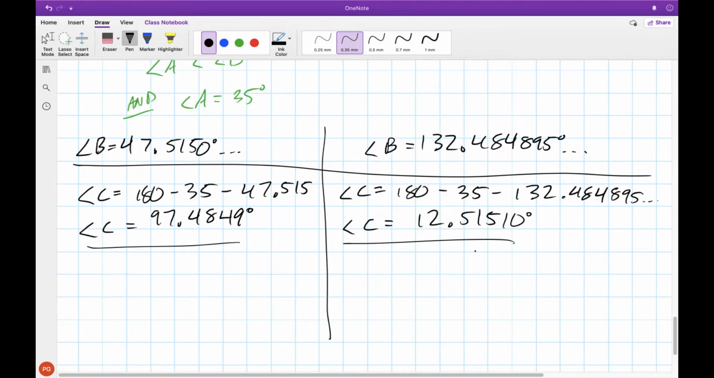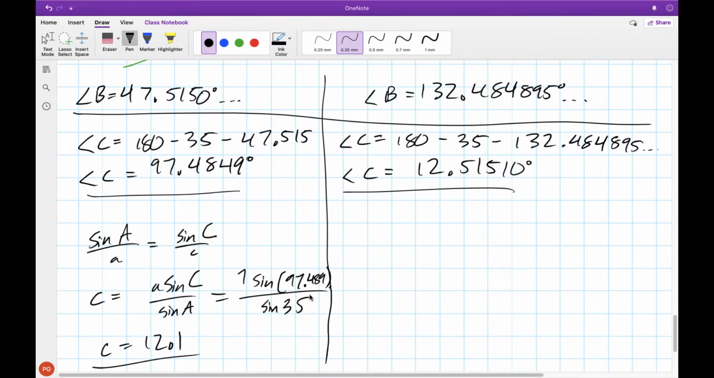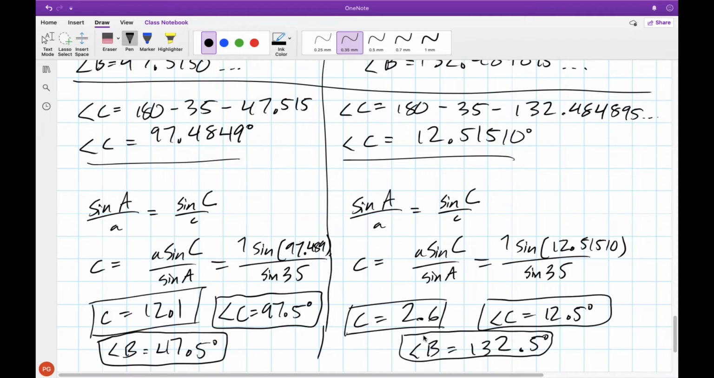First, we find our angle C by subtracting the two angles we know from 180. Next, we'll use our sine law, isolate for our last side. After we isolate for C, we can plug in our numbers, and we get our answer for the side here. We can do the exact same thing, just plugging in our other numbers, and here would be our final answers in both cases. Notice when C is large here, we have a large angle, and when C is small, we have a smaller angle.